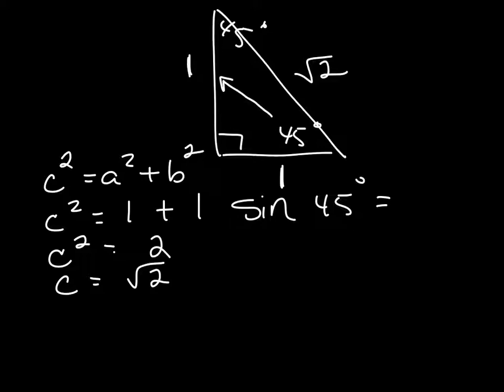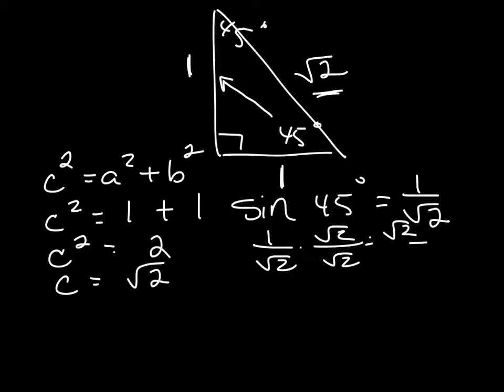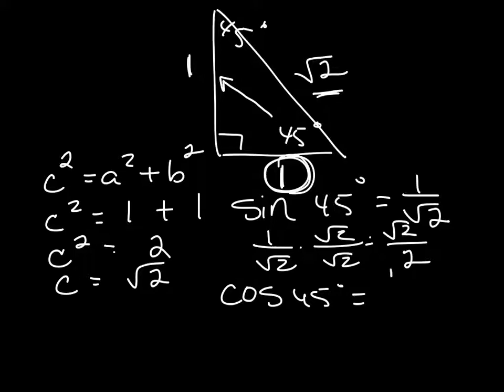opposite over hypotenuse would be 1 over the square root of 2. And if I were to rationalize that, I would get square root of 2 over 2. So that's sine of 45. If I do cosine of 45, side adjacent of this 45-degree angle would be 1. Hypotenuse would be square root of 2. So it's going to come out the same. If I rationalize, I get square root of 2 over 2. So the sine and the cosine of 45 degrees are the same.